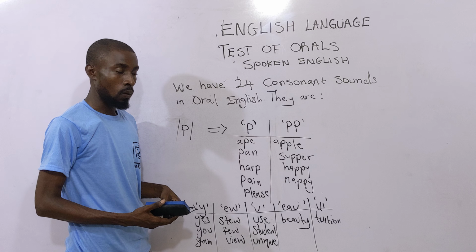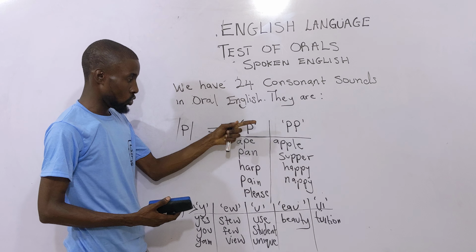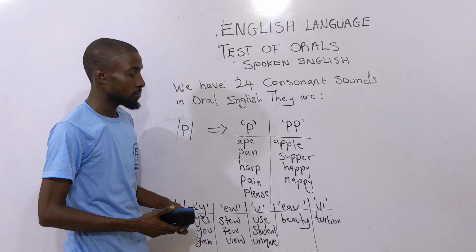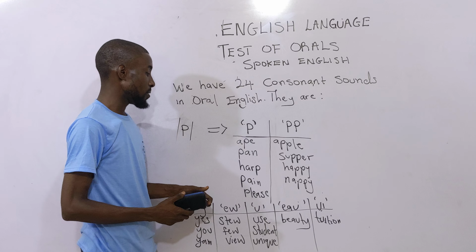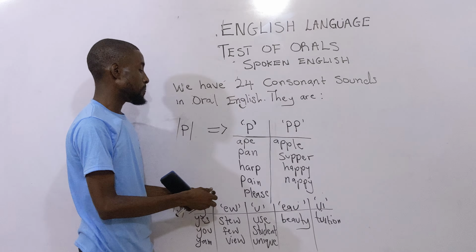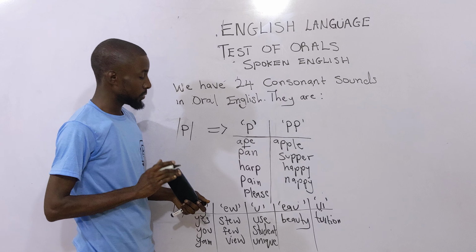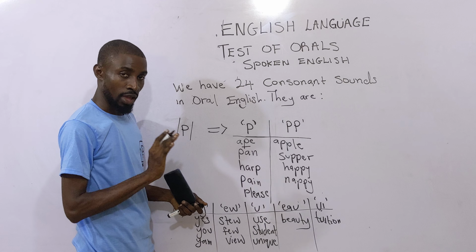Don't forget the law that says when you have double consonants when you are transcribing, you remove one and retain one. So here under single P, this P, yes, that's the pronunciation. Then here we have ape. That's single P, ape. Pronounce after me, ape.